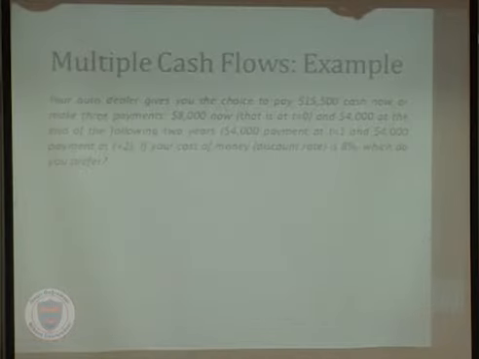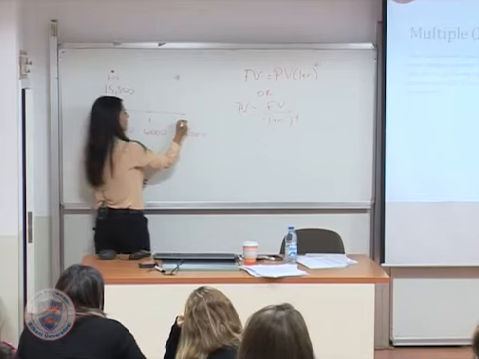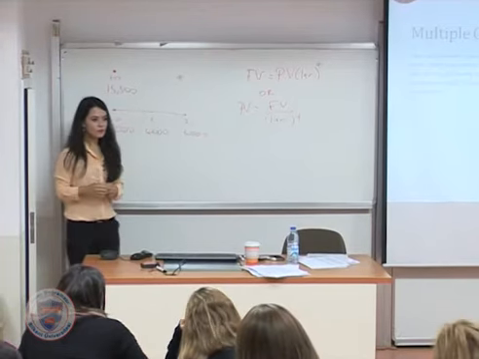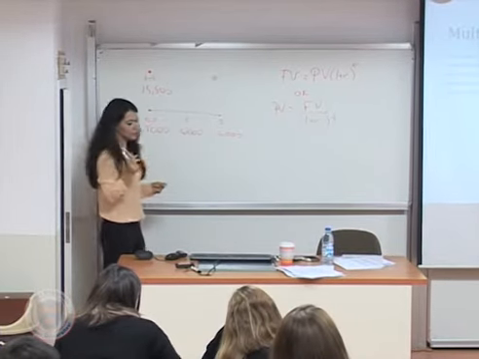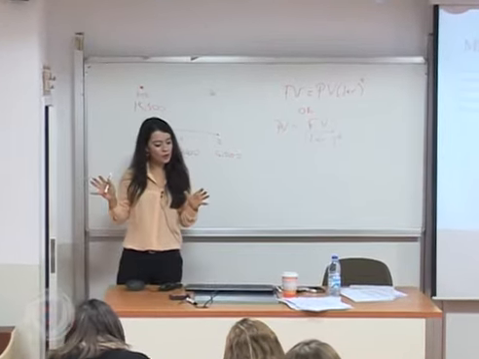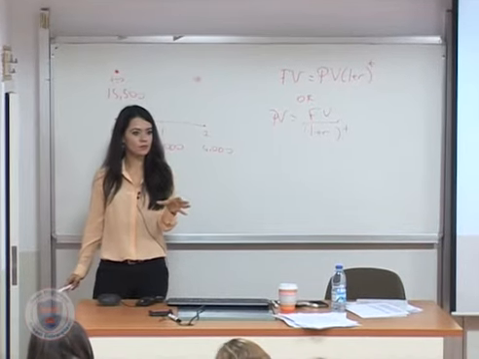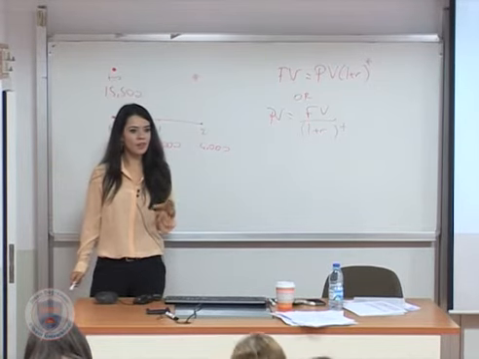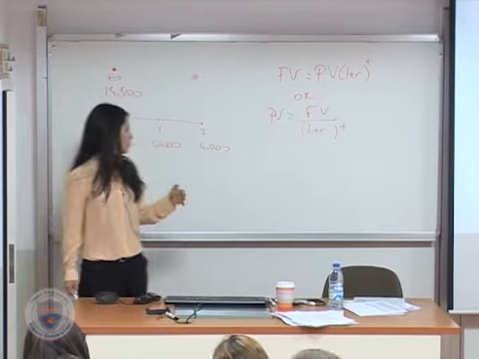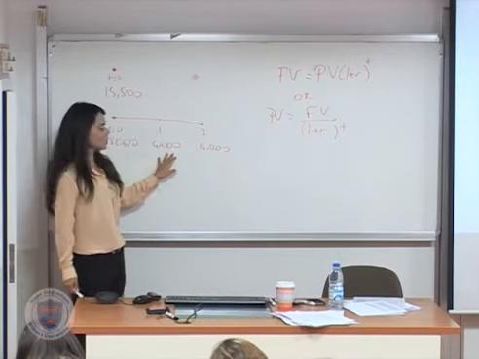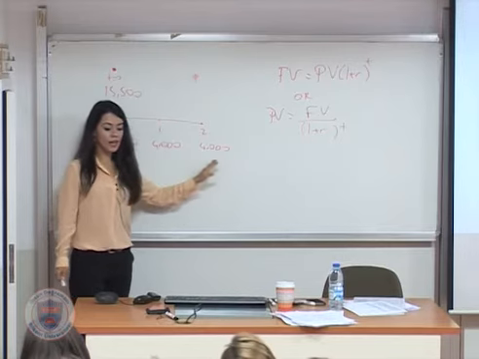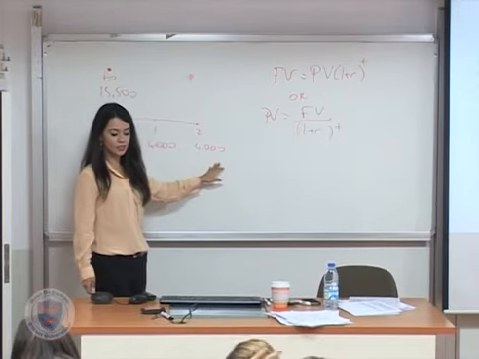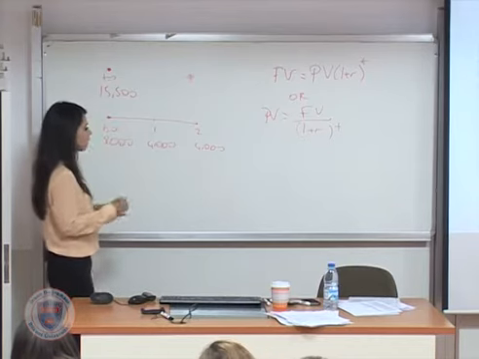let's start with an example. Please read the example. Can somebody read it? Basically, you have two options, right? The auto dealer says, okay, the car is yours, just pay $15,500 now. But you say, maybe not. Maybe I will pay it in 3 installments. So I'm going to pay $8,000 now, $4,000 in 1 year, and another $4,000 in the second year. And the discount rate is 8% in both cases.